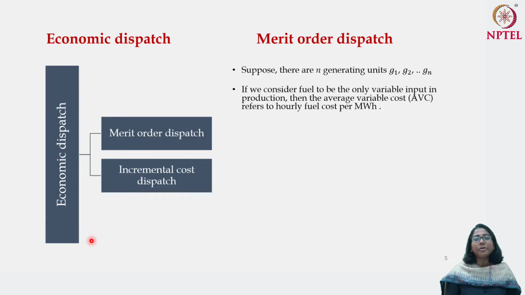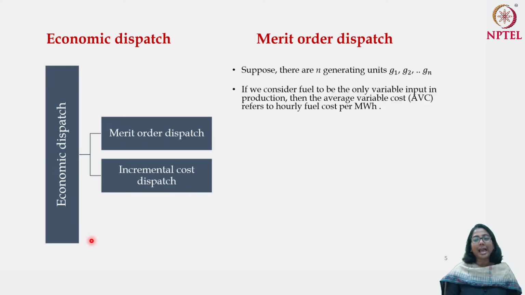If we consider fuel to be the only variable input of production, although there may be other variable inputs of production, for example, raw material, labor and so on. But for the time being, let us consider that fuel is the only raw material. So coal or gas or oil, these are the only variable costs that the electricity generation sector has to incur.